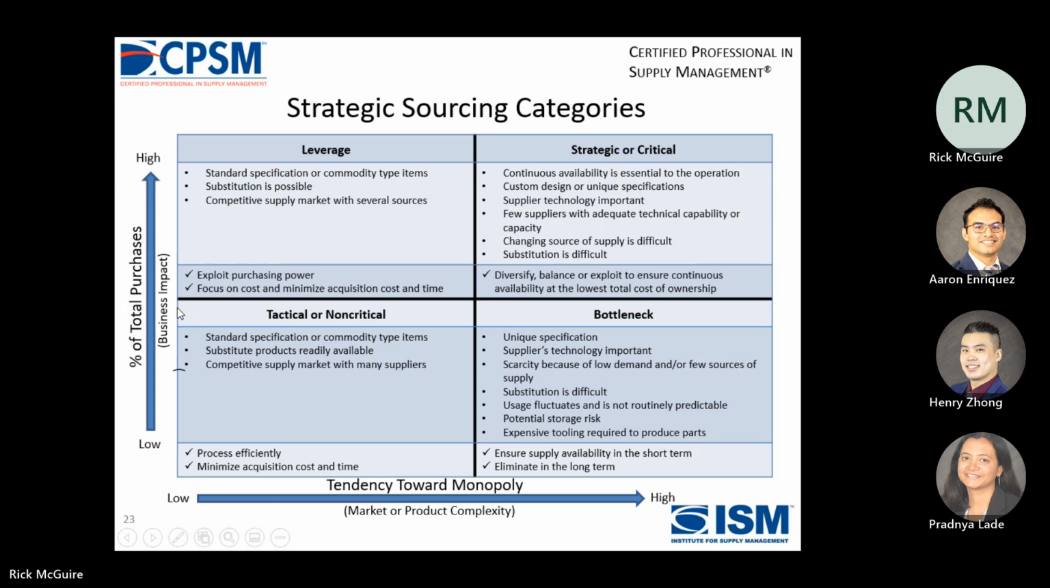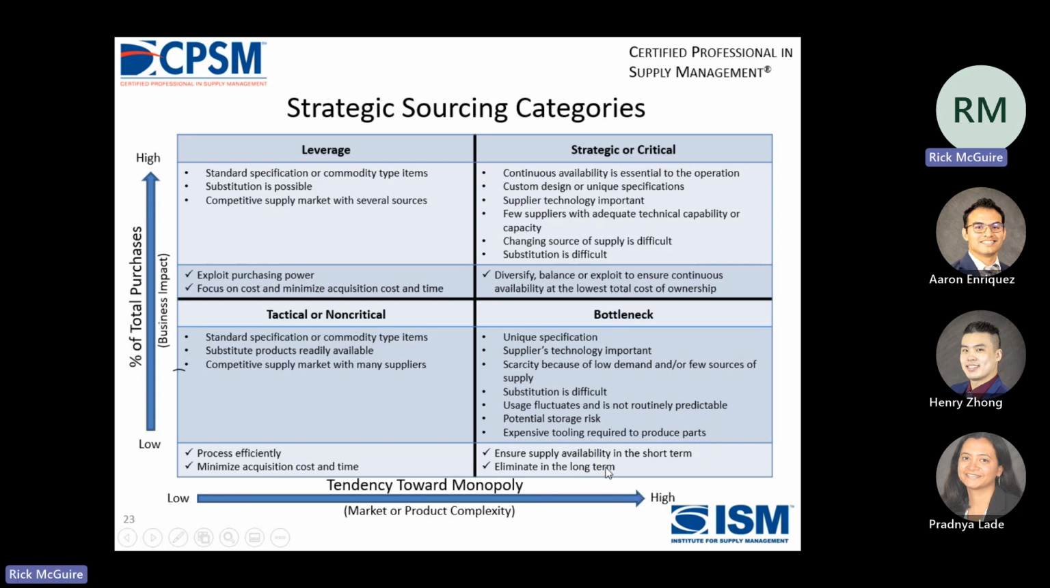So business impact you can think of as percentage of total purchases. So this is a high percentage of your dollars spent, low percentage of your dollars spent. And then down here, you can look at it as product complexity, or really what it is, a tendency towards monopoly. So this is a low tendency over here, which means there's a lot of firms competing in this industry. And there's a high tendency towards monopoly over here, which means there's only 1 or 2 firms competing in this industry.